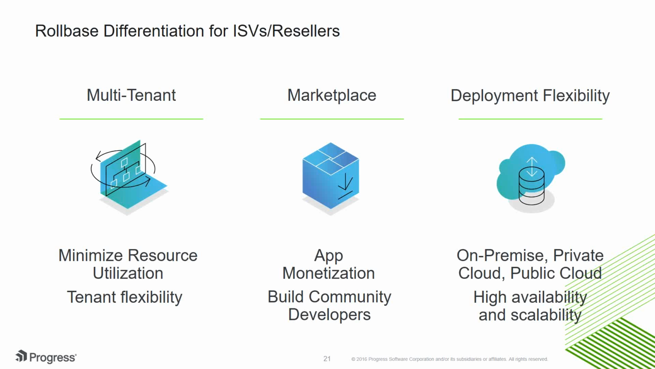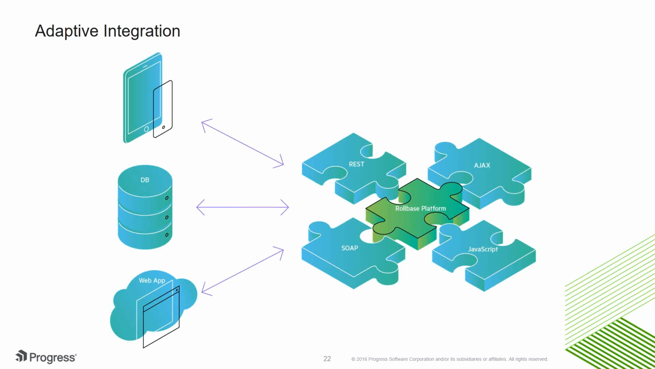And deployment flexibility. This is one that very few of our competitors actually have, the ability to run on-premise. So you can run on-premise. We can put it in our private cloud or public cloud. We can also host and manage it for you and provide high availability and scalability options. So the adaptive integration, be it taking it from a mobile database or other web application and wrapping our integration components around it of REST. So JavaScript is interacting with the data, and then Ajax APIs exist as well.